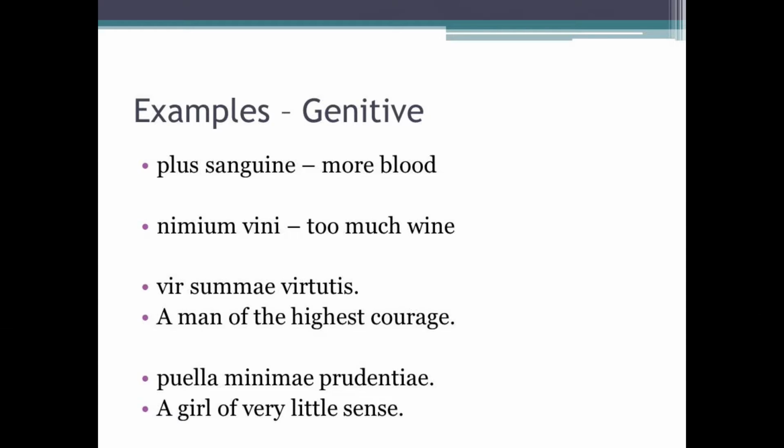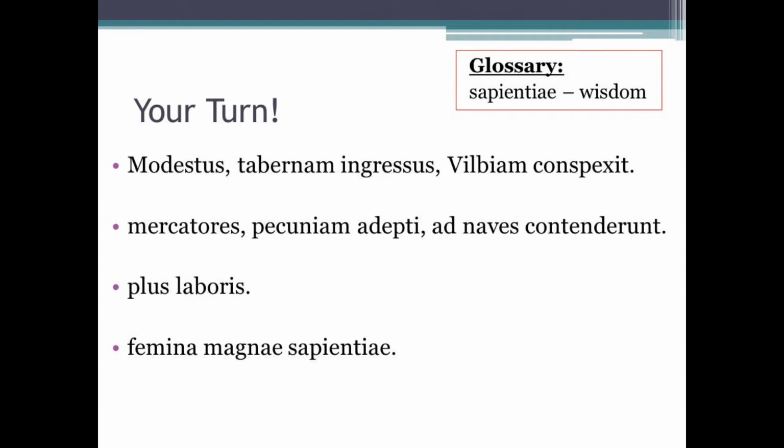Puella minimi prudentiae, a girl of very little sense. So the first two examples use the genitive of quantity, and notice how both examples have the quantifier plus a noun in the genitive case. And the second two examples are genitives of quality, and they have another noun describing the noun plus an adjective in the genitive case. So hopefully you feel confident enough now to have a go at the following sentences.